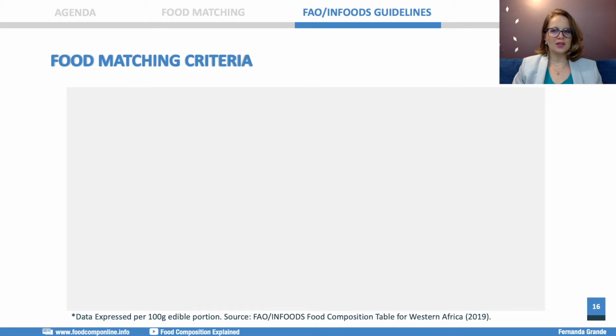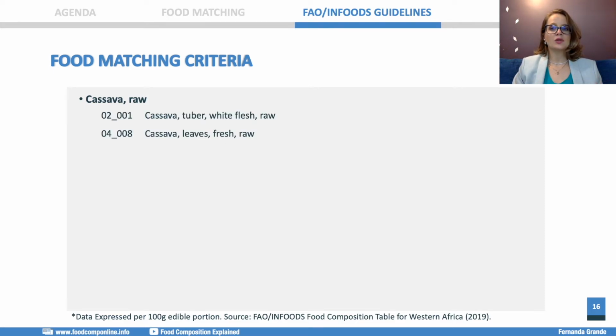And to finish with this topic and to illustrate the importance of a complete food description, I'm bringing some practical examples. So if we have a food described as cassava raw, we can see that in the food composition table, it could be the tuber or the leaves. So the omission of the part of the food in the food description can lead to very different foods to match. In the second example, we have tuna canned drained.